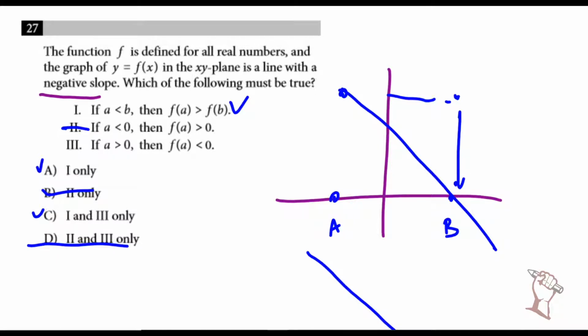If a is greater than 0, then the function of a is less than 0. A could be greater than 0, and the function of a is less than 0? No, it can be right there. If it's greater than 0, it could be greater than 0. So 1 only. Woo! Sweating that one out. And I'm right. Haven't missed one yet.